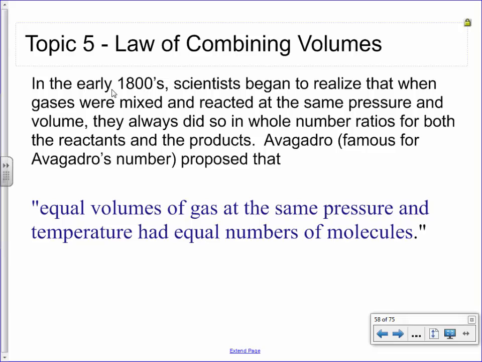You guys good? Okay. Do you guys remember Avogadro? We're like hearing that name at some point before. Avogadro is the guy who's famous for his number. His number was like 6.02 times 10 to the 23. That's how many atoms there are in a mole. Does that make sense?